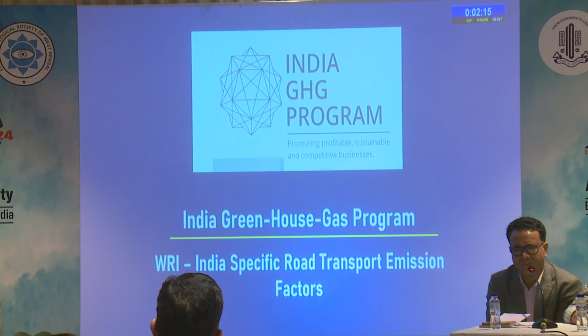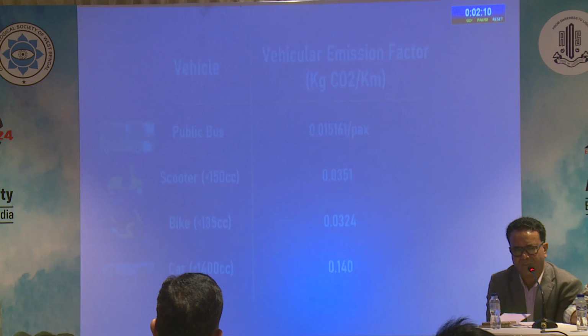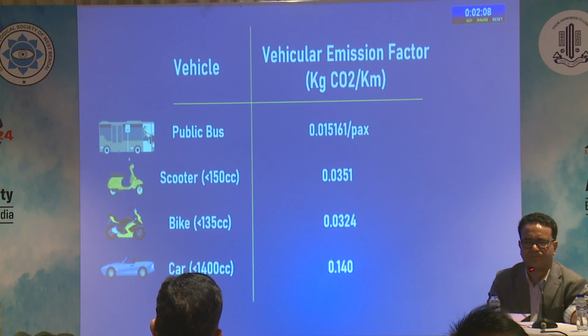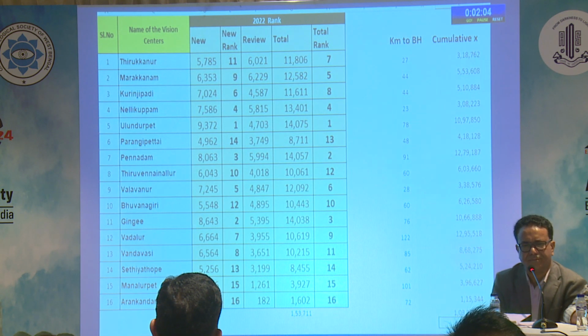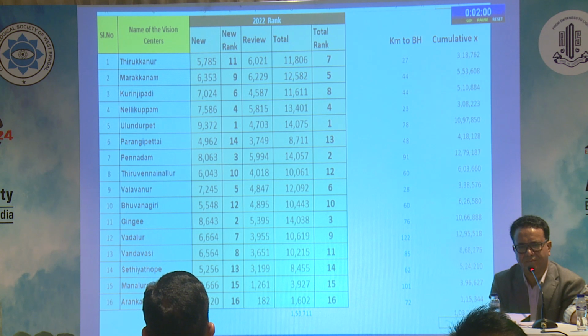We came upon a very interesting paper under the India GHG program termed the WRI, which gave us very specific transport emission factors for vehicular norms that are set in India. Now we had a retrospective analysis of our 2022 data wherein we looked at the cumulative distance reduced due to intervention at the vision center level.